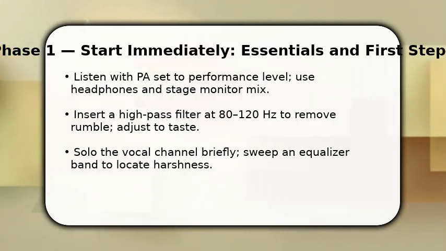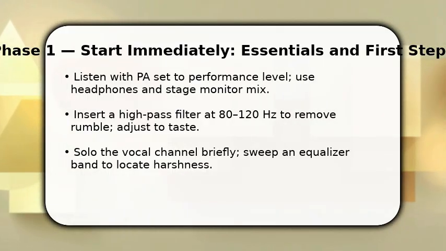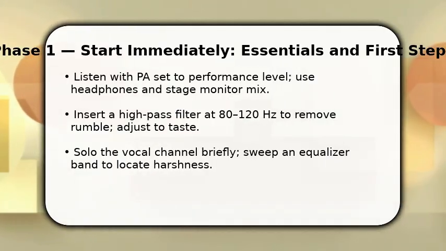This frees headroom. Next, solo the vocal channel for a quick sweep with a narrowband EQ to find harsh or boxy frequencies. Make small boosts to exaggerate the problem so you can clearly identify the offending band, then proceed to cut rather than boost for clarity.